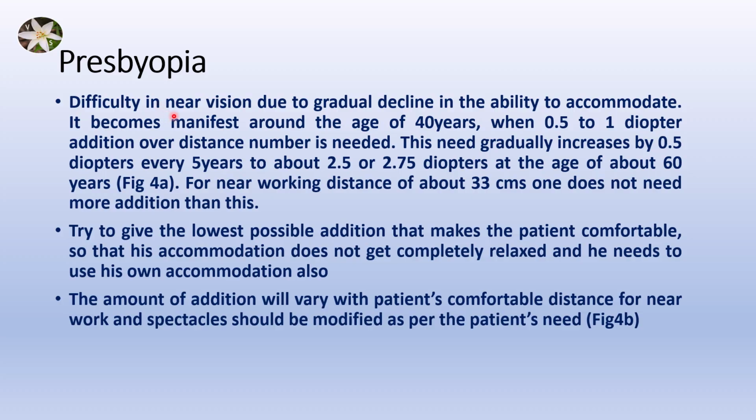Presbyopia is difficulty in near vision due to gradual decline in the ability to accommodate. This is shown in figure 4a. It becomes manifest around the age of 40 years, when 0.5 to 1 diopter addition over distance number is needed. This need gradually increases by 0.5 diopters every 5 years to about 2.5 or 2.75 diopters addition at the age of about 60 years, again shown in figure 4a. For a near working distance of about 33 centimeters, one does not need more addition than this.